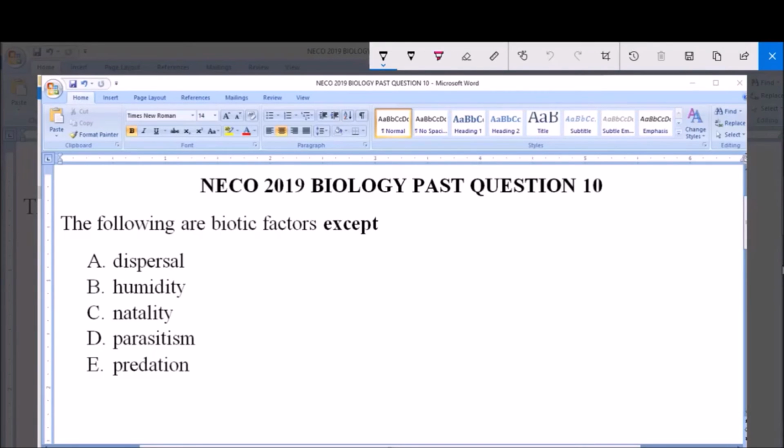I will be answering NECO 2019 Biology Past Question 10. The following are biotic factors except A. Dispersal, B. Humidity, C. Natality, D. Parasitism, and E. Predation. Biotic factors are the living components of an ecosystem. They are the living parts or components in an ecosystem.